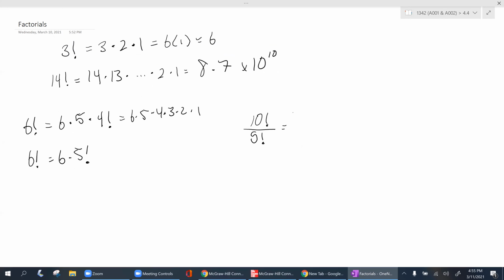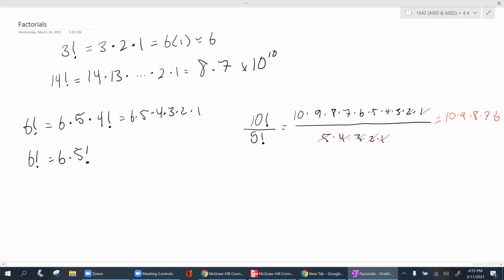We have 10 factorial. So we know that's going to be 10 times 9 times 8 times 7, 6, 5, 3, 2, 1. At the bottom, I have 5 times 4 times 3 times 2 times 1. And yes, things cancel out, meaning I have 5, 4, 3, 2, 1. Cancel out, meaning on the top, this just simplifies down to 10 times 9 times 8 times 7 times 6. You don't have to find the full factorial at the top and then find the full factorial at the bottom if things simplify.